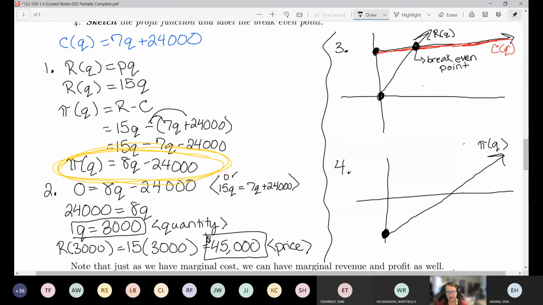Now the break-even point here, we've got to go back to the other idea. Profit is 0. If profit is 0, that's where this is going to cross the x-axis. So this is where the break-even point shows up.